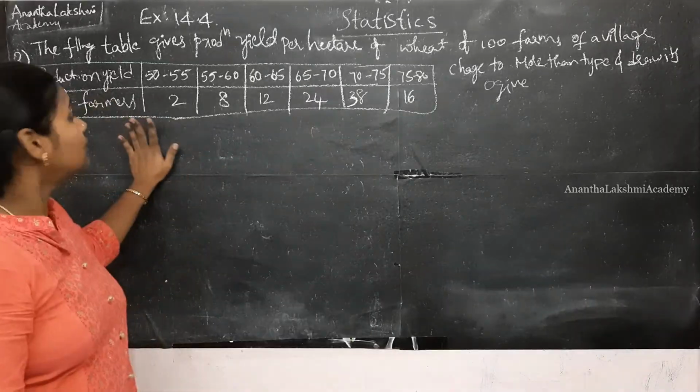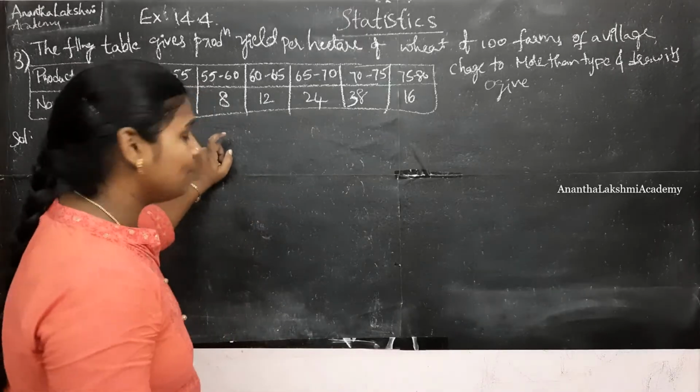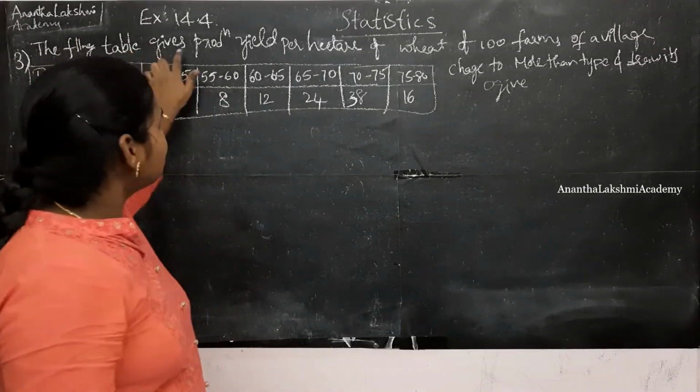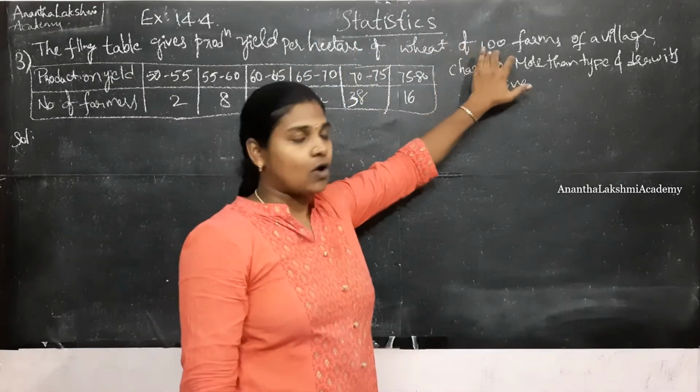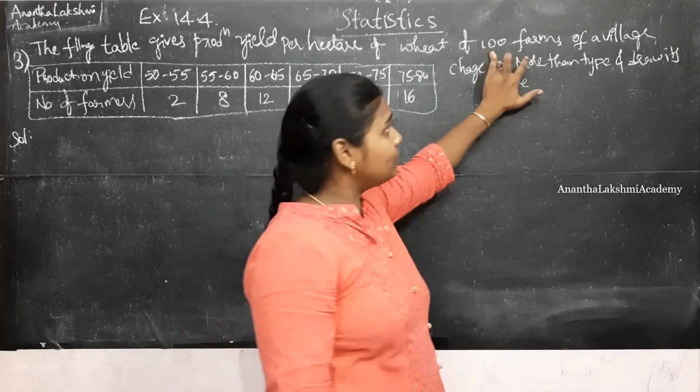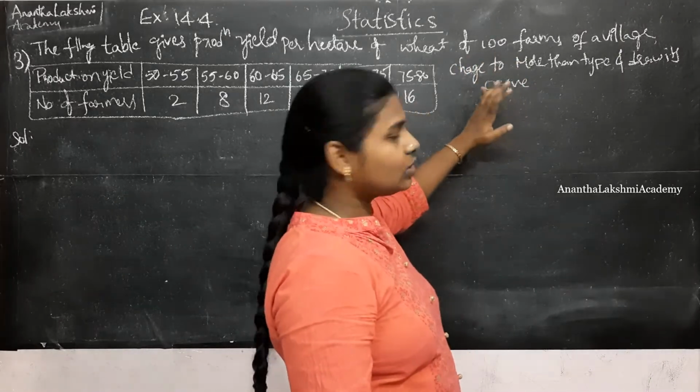All right. Here I have the third problem already written on the board. Let's go through the problem. The following table gives production yield per hectare of wheat of 100 farmers. The sum of the frequencies should be 100. Okay. Change this to more than type curve and draw its ogive.